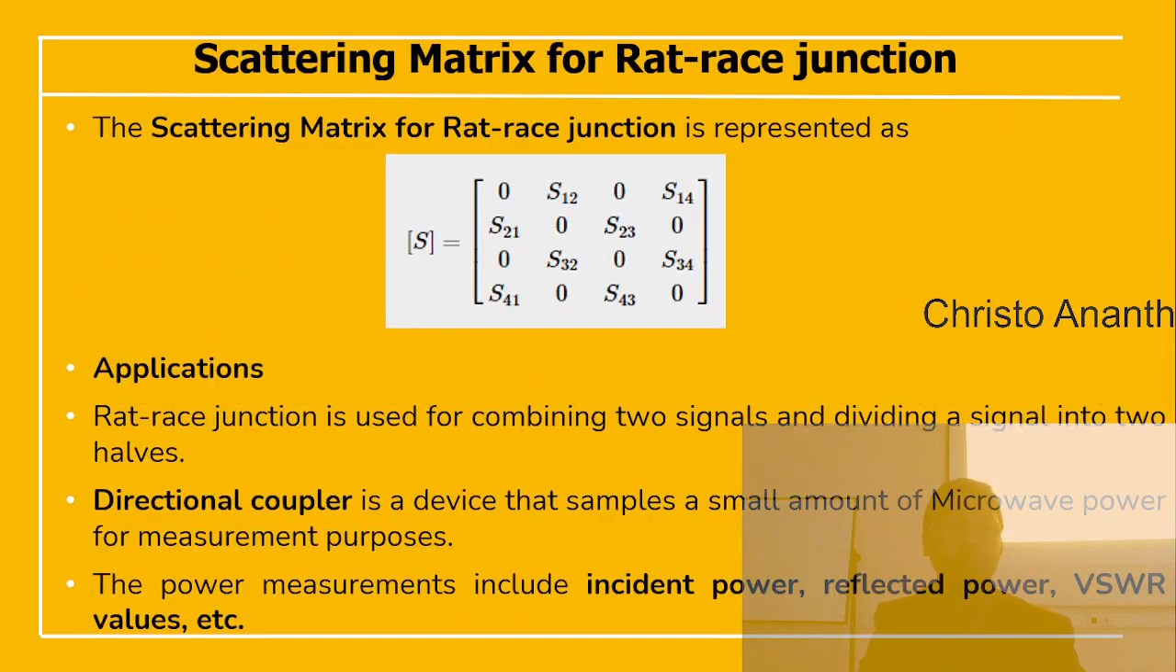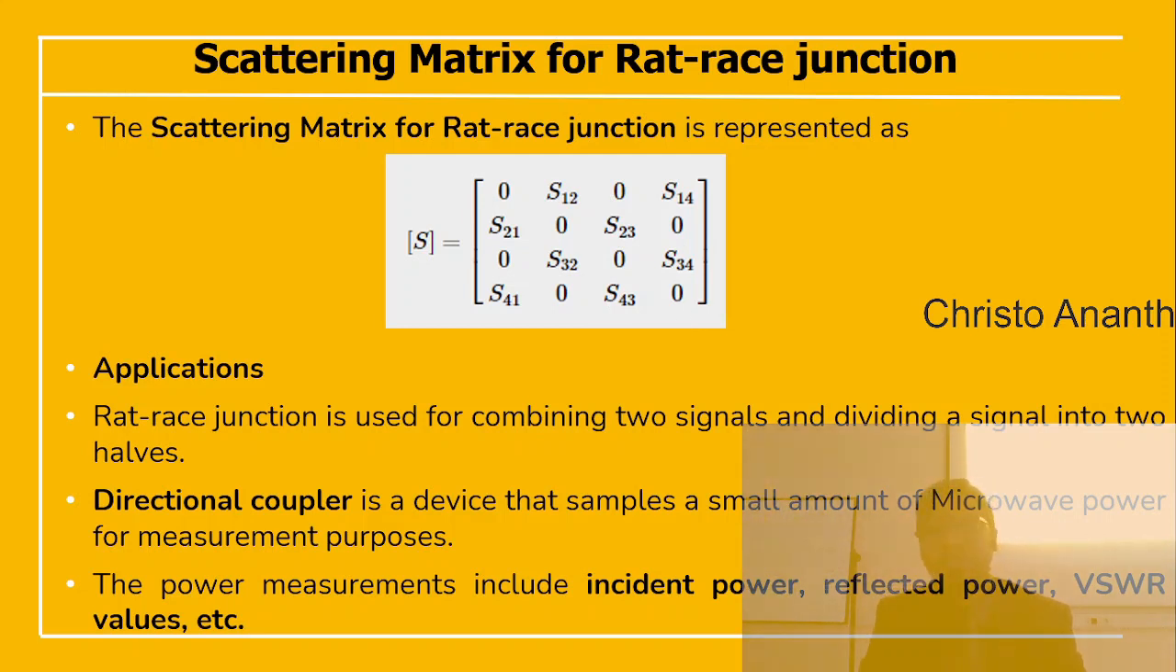Okay. So this is the scattering matrix for the Rat-Race junction. 0, 0, 0, 0, S12, S32, S14, S34. Similarly here, S21, S41, null, null, S23, S43, null, null. Okay, 1, 2, 1, 3, 2, 4.